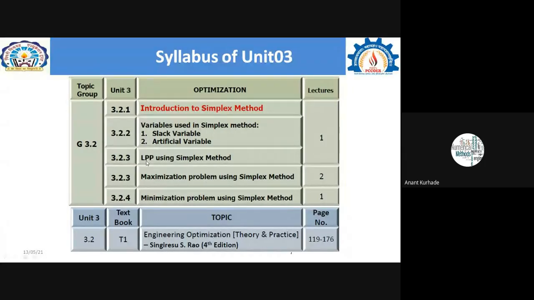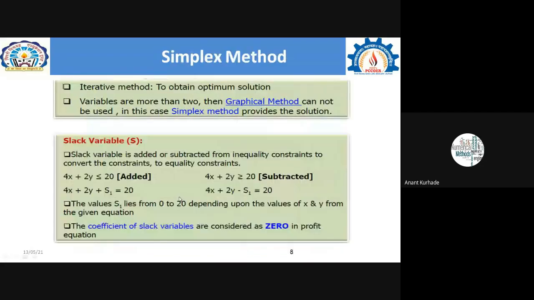Again, see LPP using the simplex method. Yes, today we can see only the maximization problem and the minimization problem. It is very simple. Now see, the simplex method, what is it? It is an iterative method. We have studied what is meant by iterations. If we are doing a repeated task, then we can say it is an iterative method. It means we have to use the same formula once, twice, or thrice.